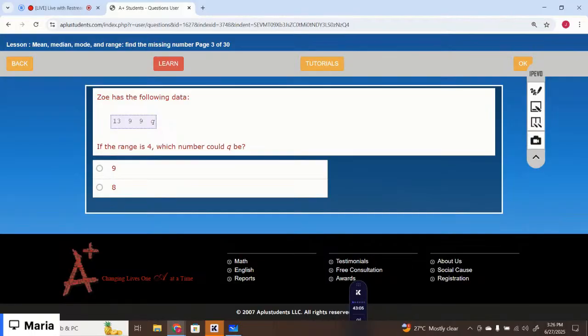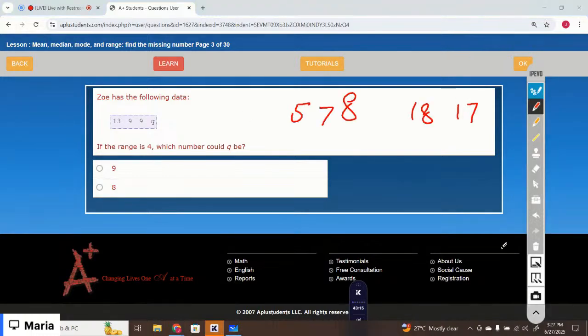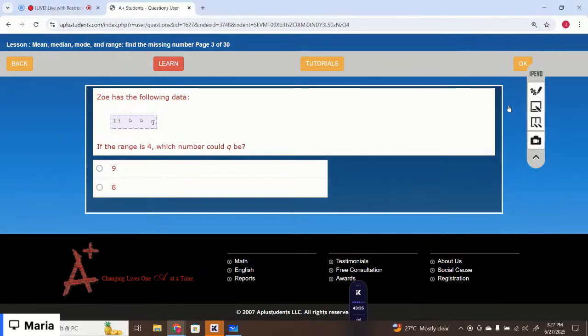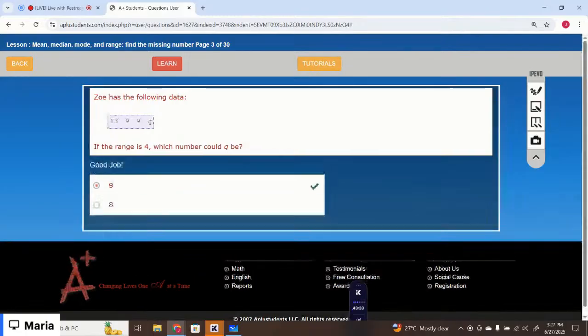Someone has the following data. If the range is 4, what number could Q be? The range is 4. That is the difference between the greatest and smallest number is 4, right? So Q would be 9 because the difference between the smallest and greatest number is 4. If Q were 8, then the range would not be 4, right? So Q could be 9.